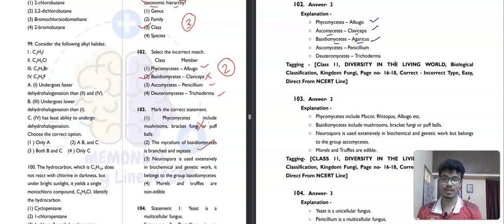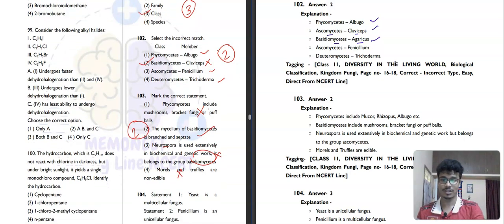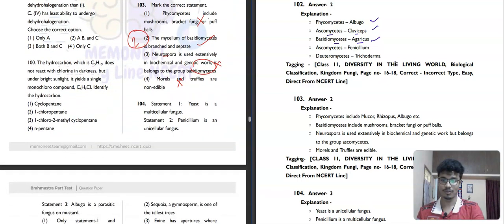Neurospora is used extensively in biochemical and genetic work. It belongs to the group Basidiomycetes. No, the function of Neurospora is given correctly, but it belongs to the group Ascomycetes, not Basidiomycetes. Then morels and truffles are non-edible. You know that morels and truffles are edible, so this is also not correct. So which one is the correct statement? The second option. Moving to the next question, question number 104.